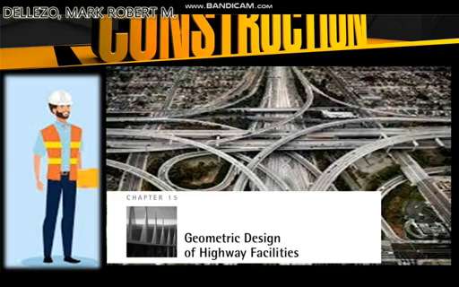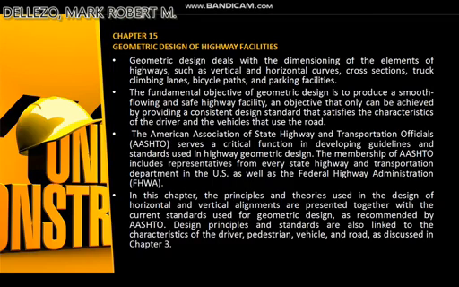First, we must know what geometric design of highway facilities is. Geometric design deals with the dimensioning of the elements of the highways, such as vertical and horizontal curves, cross-section, truck climbing lanes, bicycle paths, and parking facilities. The fundamental objective of geometric design is to produce a smooth, flowing, and safe highway facility, an objective that can only be achieved by providing a consistent design standard that satisfies the characteristics of the driver and the vehicles that use the road.